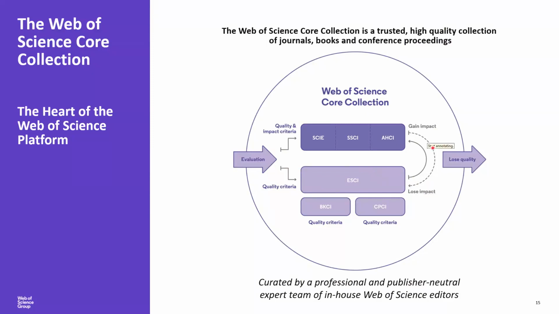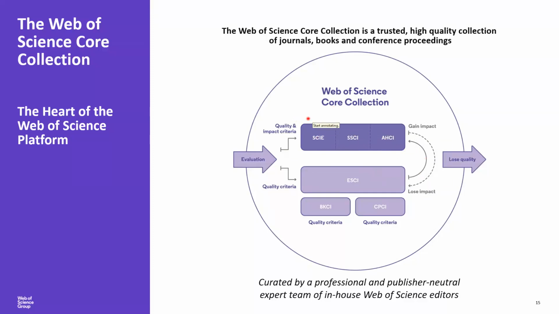Once they have been evaluated on impact and they fulfill the 4 impact criteria that we set out, they will be promoted to the flagship 3, which is the science, social science, arts and humanities. And only the science and social science journals will have impact factor.